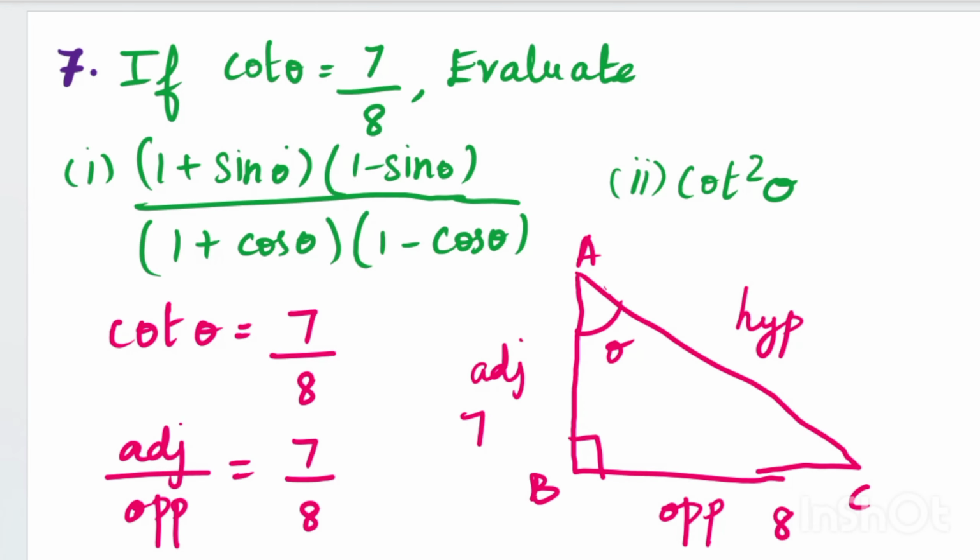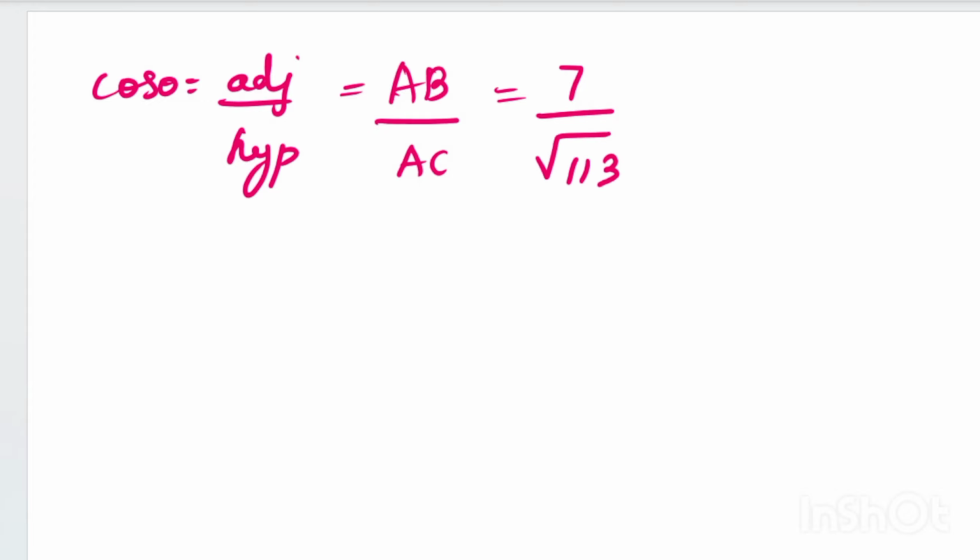Now what is cos theta? Cos theta is equal to adjacent side by hypotenuse. Which is the adjacent side from this triangle? The adjacent side is AB and the hypotenuse is AC. AB by AC, which is equal to 7 divided by root 113.